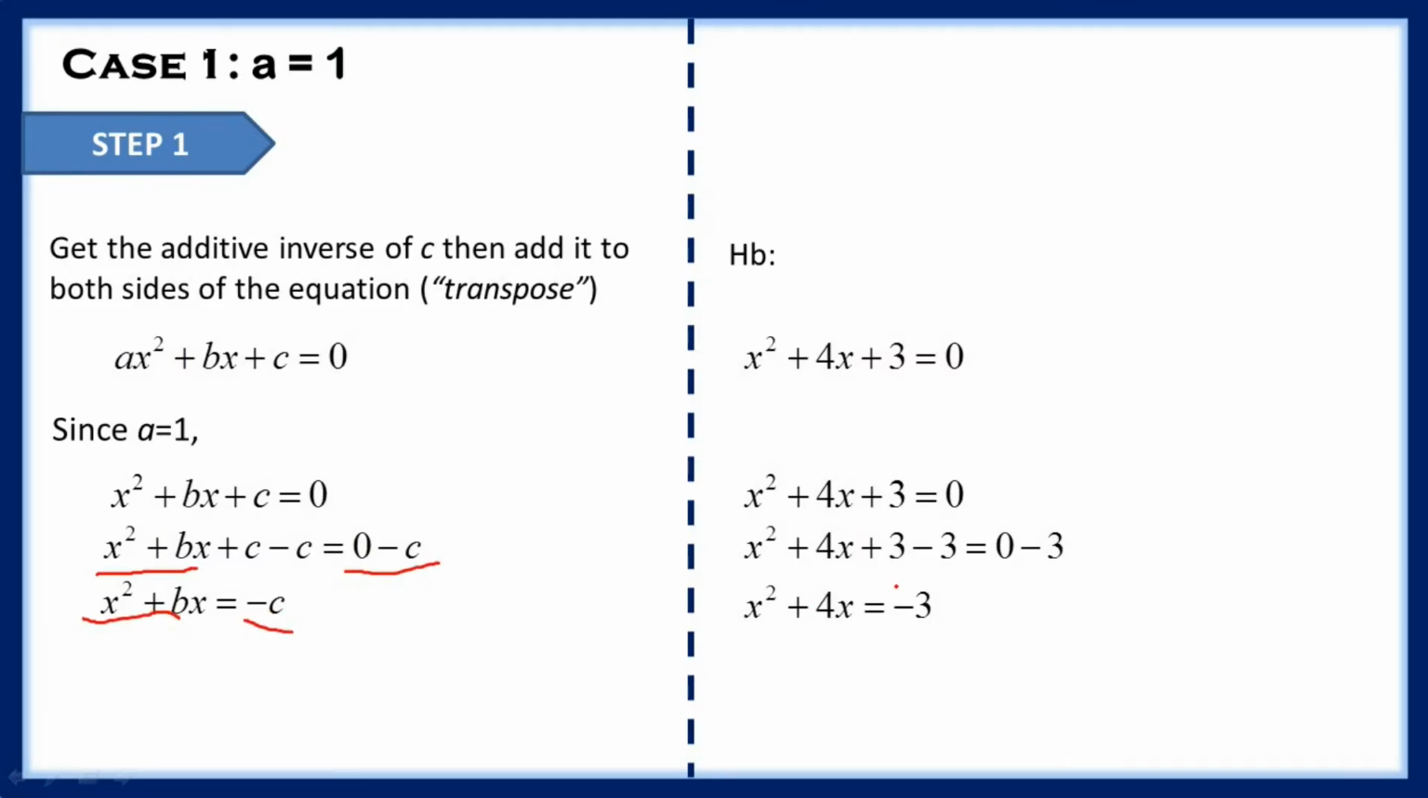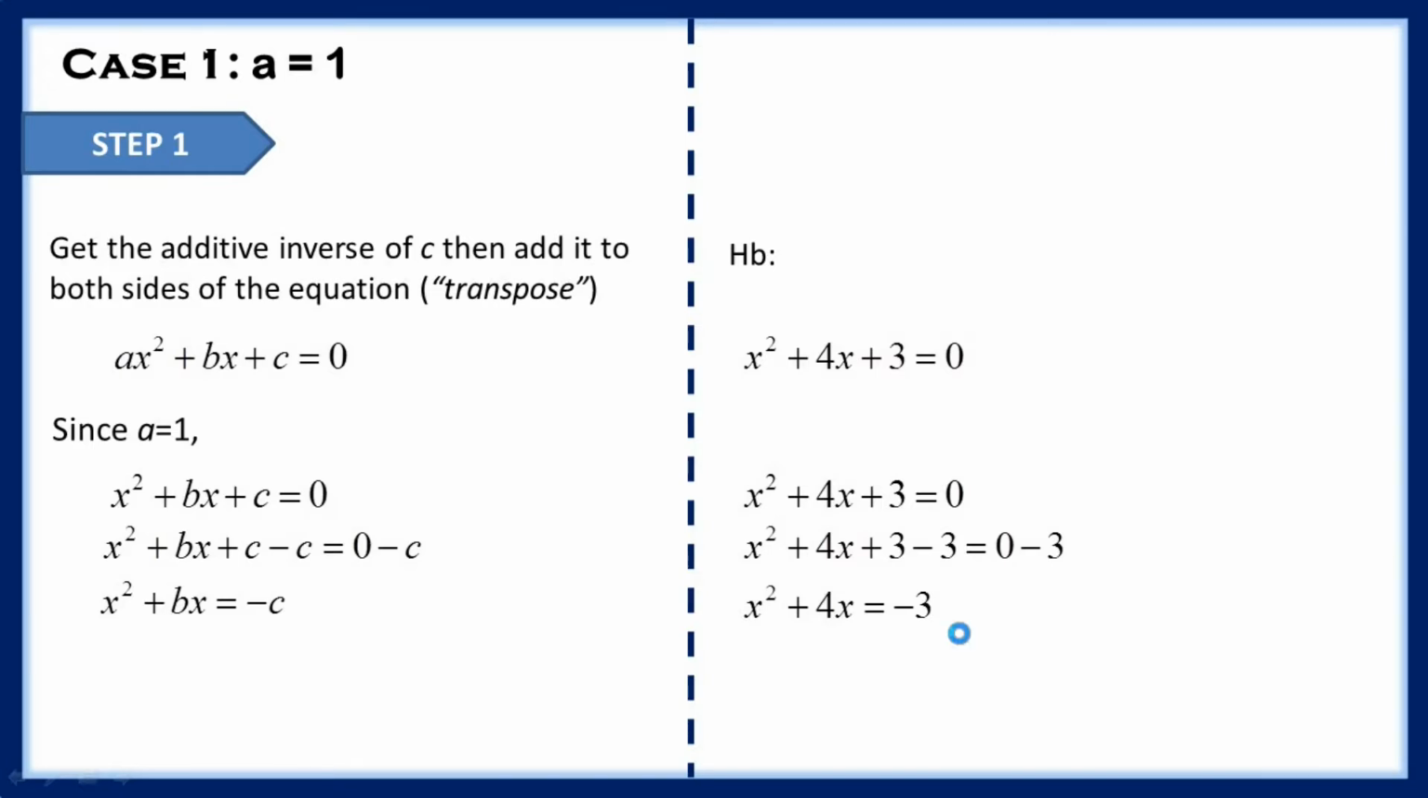Dito sa example natin, 3 minus 3 is just equal to 0. Kaya natira si x squared plus 4x. 0 minus 3, this is negative 3. That is how we apply our first step. In a short way, yung c natin ay tinranspose lang natin dun sa kabilang side ng ating equation. Yung 3 natin ay tinranspose natin dun sa kabilang side ng equation. Pero in mathematics, walang property na transposition. That is just a shortcut for this process na gumamit tayo ng addition property of equality.